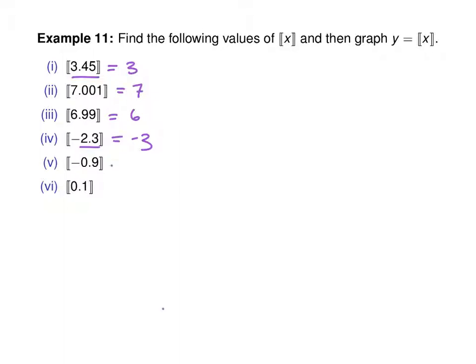Okay, how about -0.9? What's that going to round down to? -1. Think about your thermometer, it rounds down to the nearest whole degree. And 0.1 is going to round down to 0.